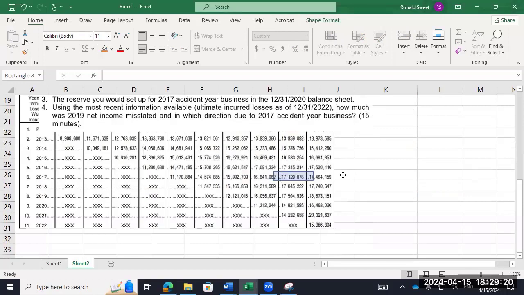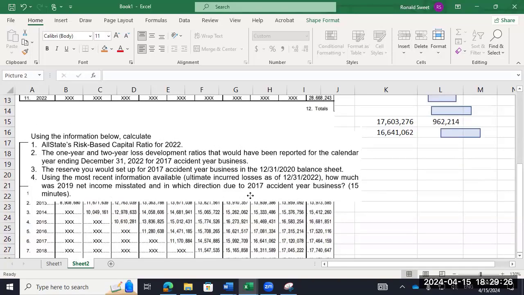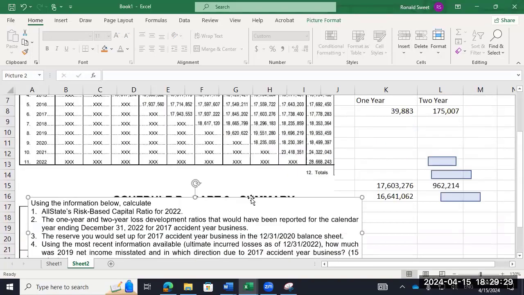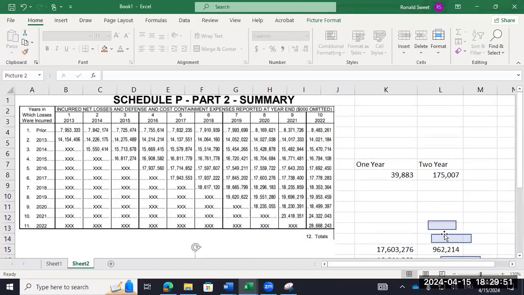Now this next one, the way I have it worded, I'm not being exactly correct, but we'll talk about this. It's kind of philosophical, but I want y'all to calculate it this way, just so everybody has the same answer. But realize when you do that, you could debate what this means. So using the most recent information, we're going to be using column 2022. How much was 2019 income misstated? 2017 business. So we're going to go back to 2017.